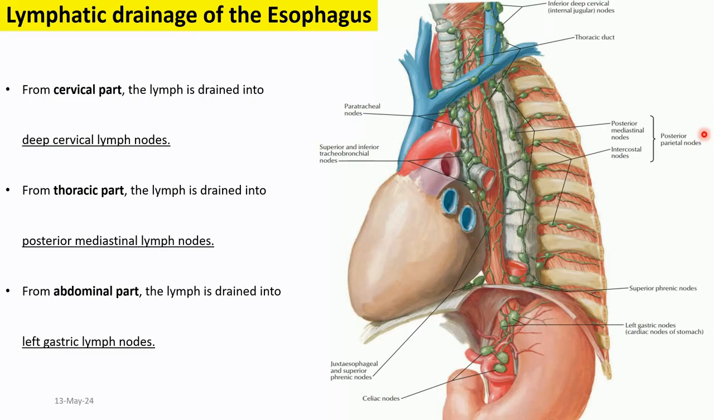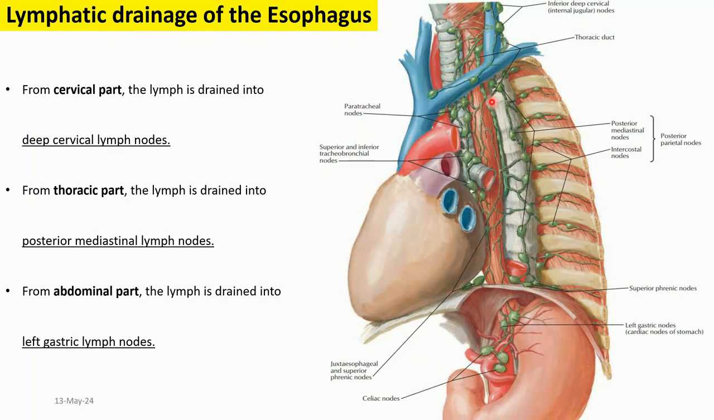The lymphatic drainage of the esophagus is complex also. The cervical part will be drained by the deep cervical lymph nodes. Deep cervical. Cervical means neck. So these are lymph nodes deep within the neck. Okay, and they are lymph nodes that are going to be running along the path of the internal jugular vein. So from the cervical part, lymph is going to be drained into the deep cervical lymph nodes.